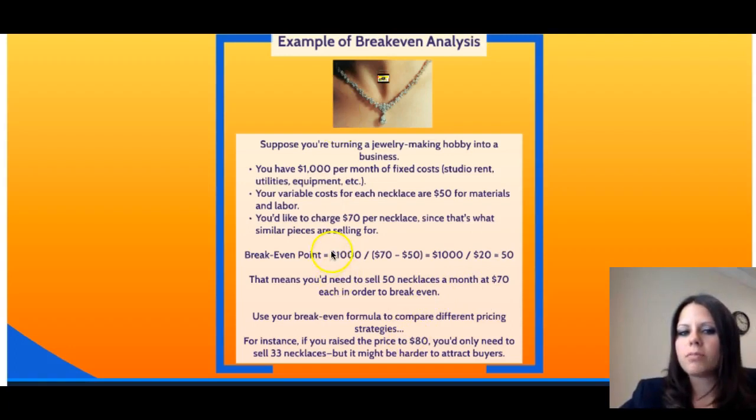So plugging in those numbers, we take the $1,000 of fixed costs that are unchanging. We put the price of $70 you plan to sell, and then for each necklace, remember it costs us $50 to make it, we do that equation out and we find that we need to sell 50 necklaces a month at $70 each in order to break even. Taking that number, you want to think about, does that seem practical? Do I think there'll be 50 people coming in and buying this necklace at that price point?